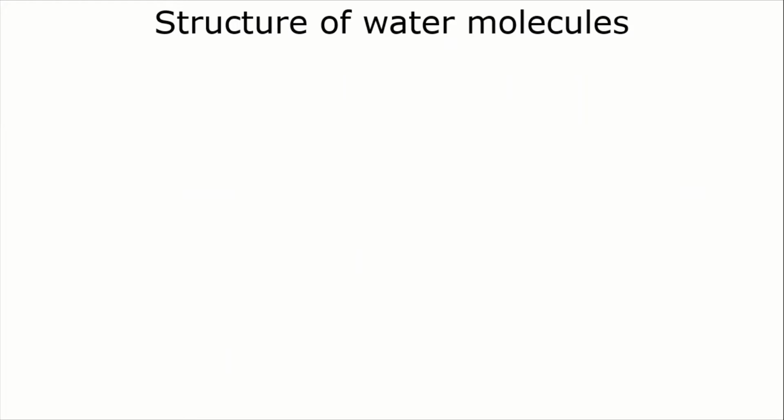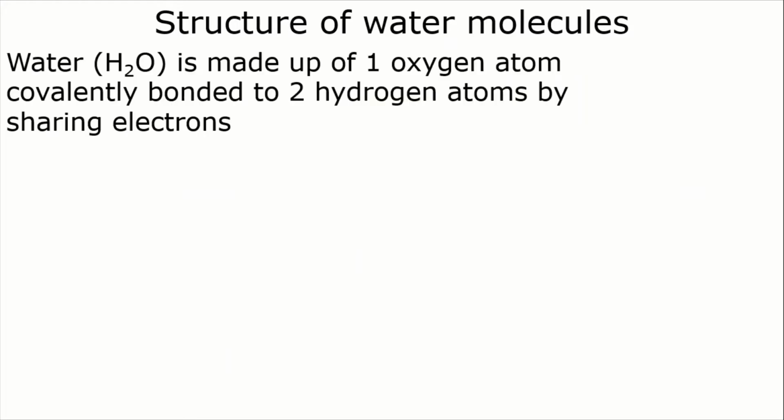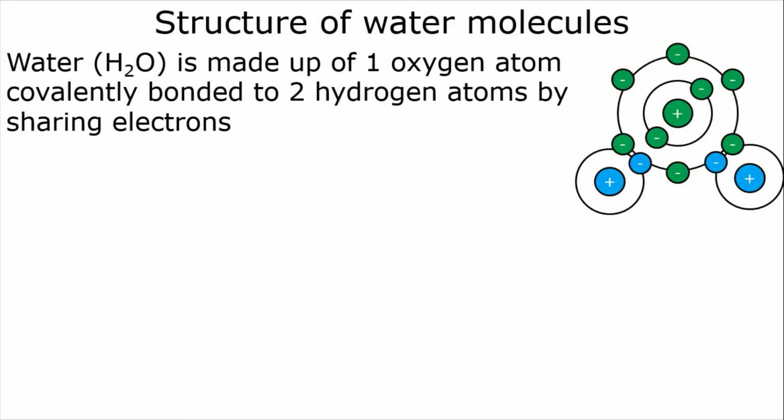So let's have a look at the structure of a water molecule. Water has the molecular formula H2O, and this means it's made up of one oxygen atom and two hydrogen atoms, and these are bonded together by covalent bonding, which means that their electrons are shared. Now, if we have a look on the right-hand side, I have drawn a diagram of a H2O molecule in terms of how the electrons are shared.